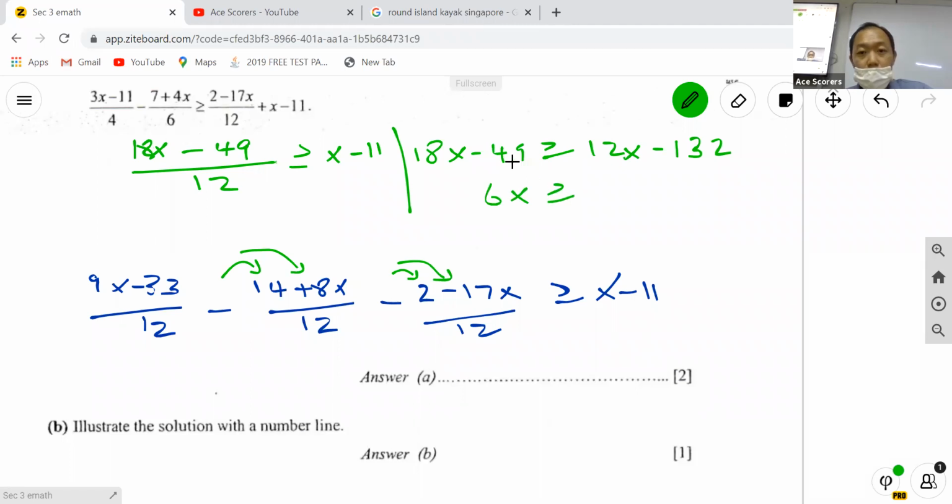Left with 6x more than or equal to 49 minus 132. What am I left with? Negative 83. Wait, I got such a weird number. 83 divided by 6. Okay, do you get this? No? But you understand how to combine, right? Combine all of them, you get this thing. Then cross multiply, you get one line, just shift left and right. That's it. So that's all for today. Untrick yourself.